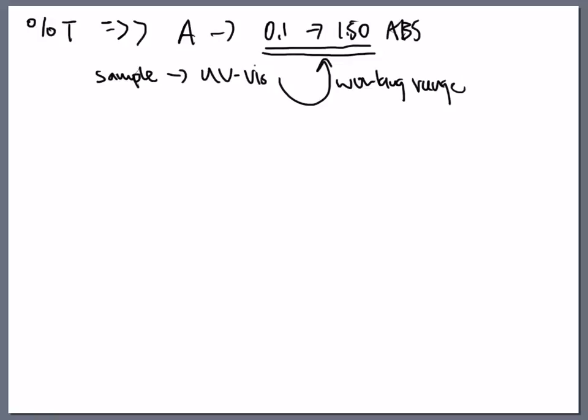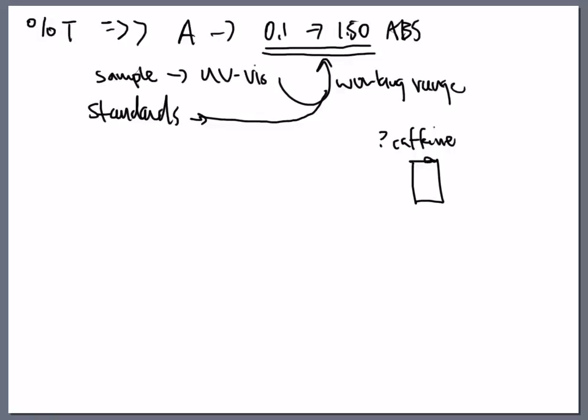At the same time, my standards have to be made as well. And the standards also have to meet that criteria of 0.1 to 1.5 absorbance. Okay, so for instance, let's take caffeine. Let's say that I'm getting a can of soda and I want to measure the caffeine content in the soda can. Well, that's my sample. That's what I want to analyze, right?